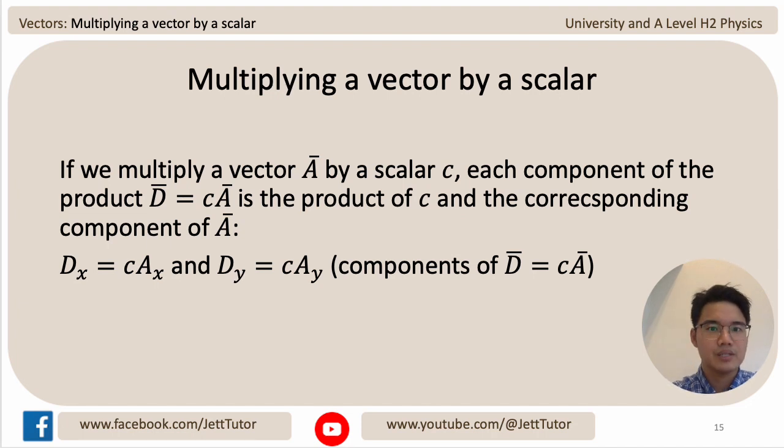Multiplying a vector by a scalar. If we multiply a vector A by a scalar C, each component of the product D equals C times the corresponding component of A. So the components of D equal C A, so we have to multiply C with all the components of A. For example, dx equals C ax and dy equals C ay.